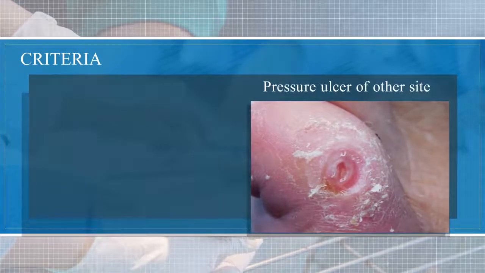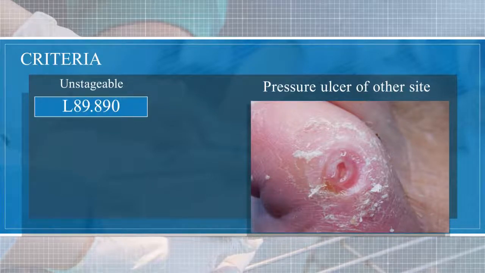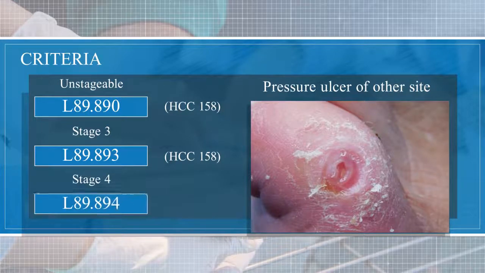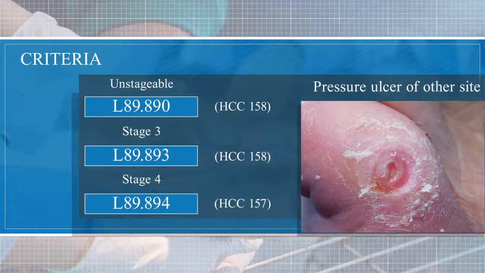For pressure ulcers of the other site, when it is unstageable, the code is written as L89.890, HCC 158. For stage 3, the code changes to L89.893, HCC 158. And when the condition is more serious, the code for stage 4 is L89.894, the category being HCC 157.